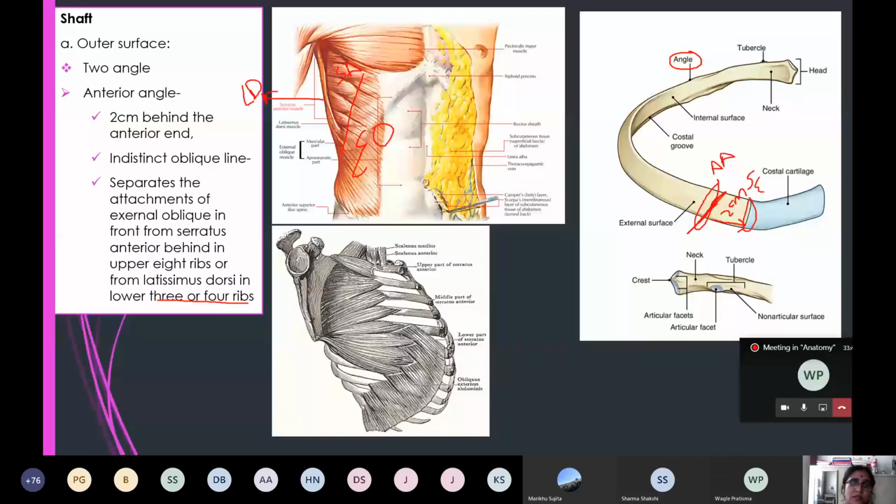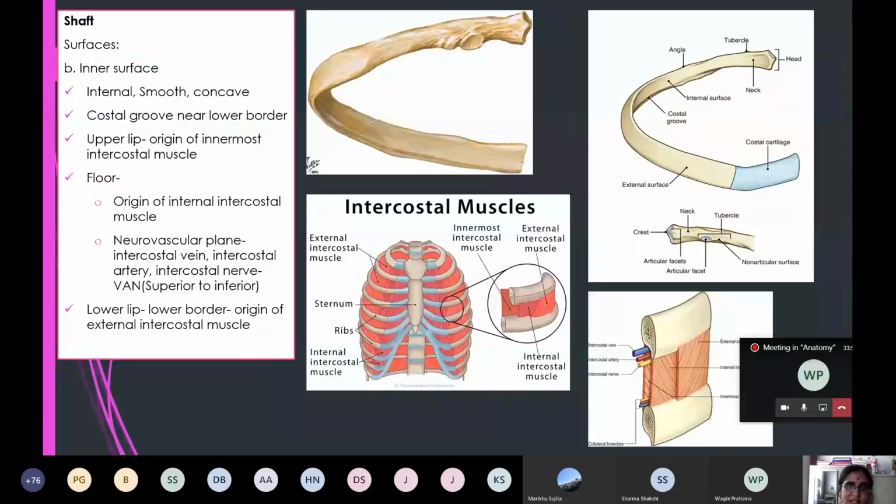Now, the other surface is the internal surface. Which surface is this? Internal surface. The internal surface is also known as the inner surface. It is smooth and concave.